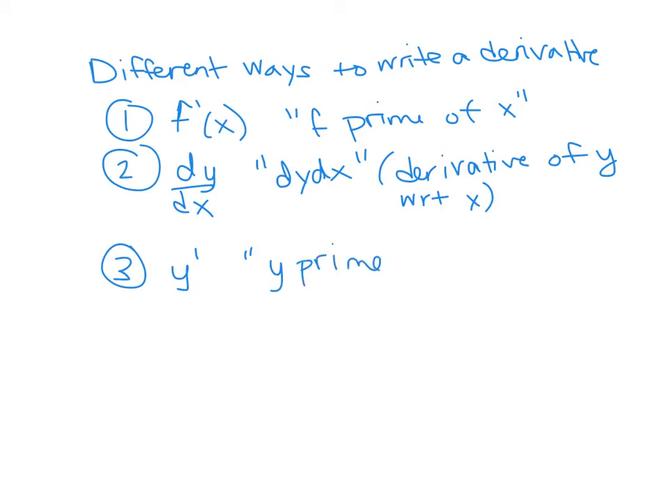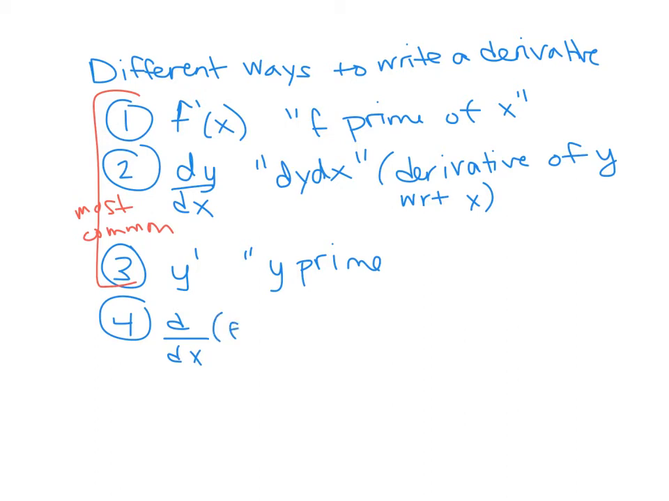These three are the most common. So these are going to be the ones that you see the most in this class. You occasionally will see this right here. You'll see a dx of something like f of x or g of x or something. Occasionally you see that one.